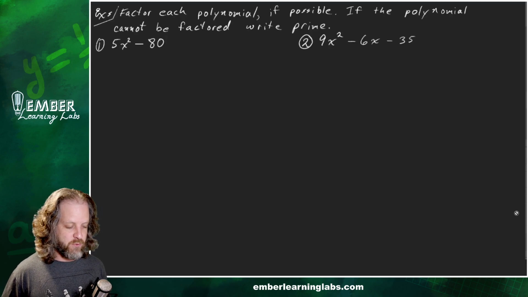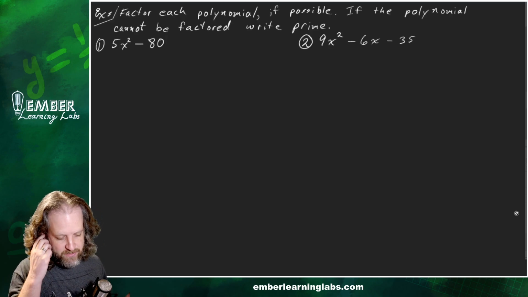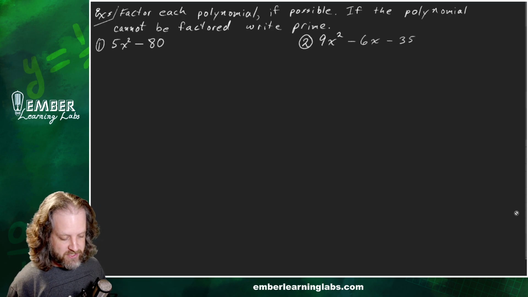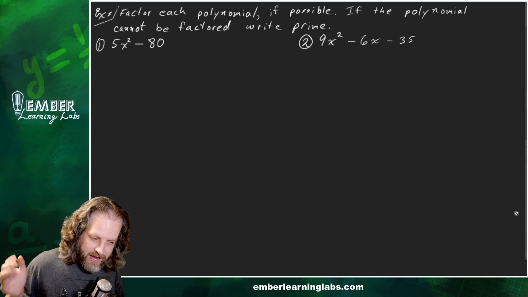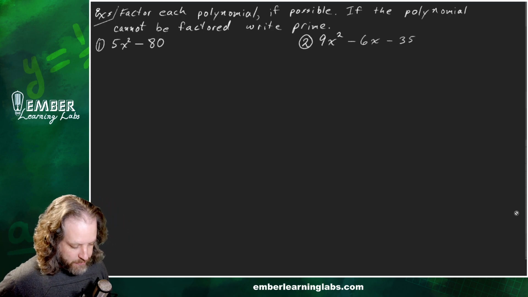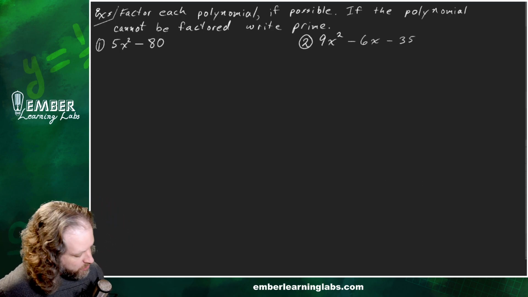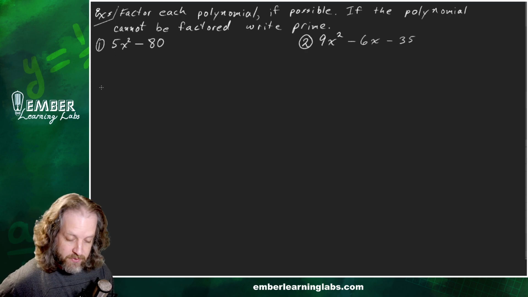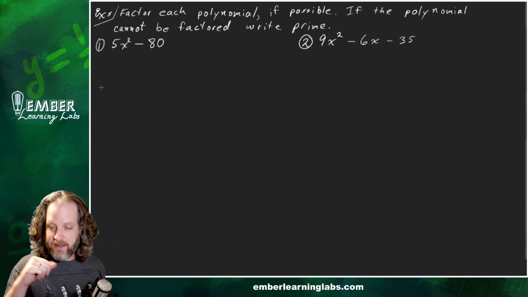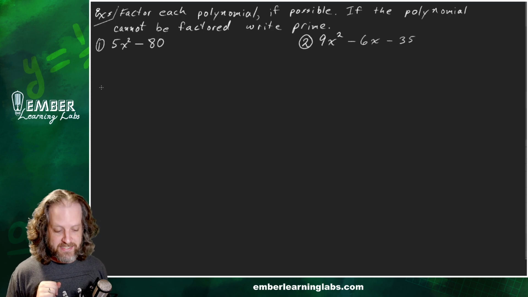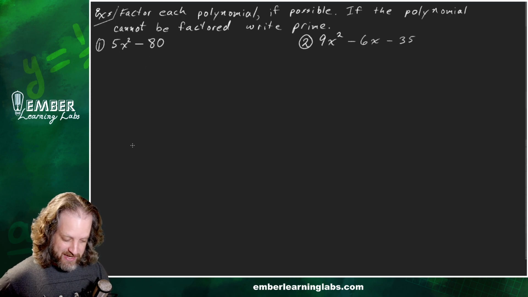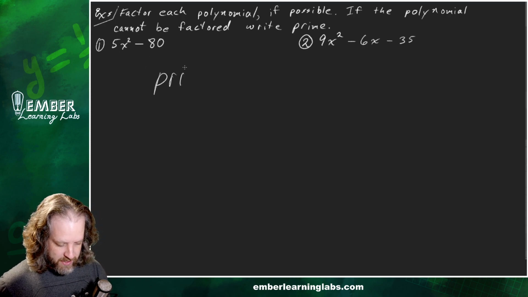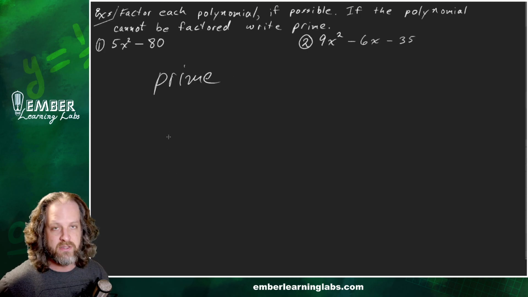Let's do some other things. This is just going to be more factoring practice, with some slightly different things. We're going to factor each polynomial if possible. If the polynomial cannot be factored, it's prime. This one has 2 terms, so if it can factor, it'll be like what we learned in the last lesson, a difference of perfect squares. But 5 is not a perfect square and 80 isn't either. So you'd be tempted to just write prime and move on with your life.